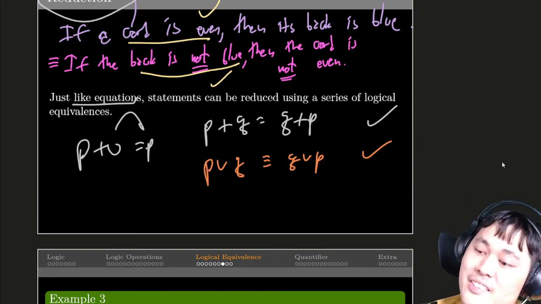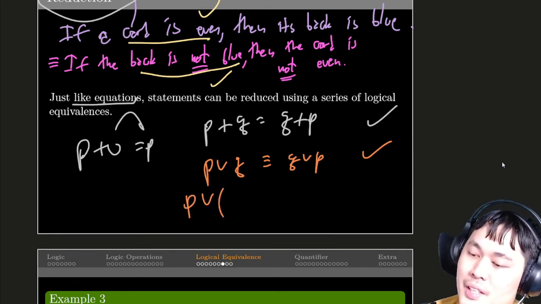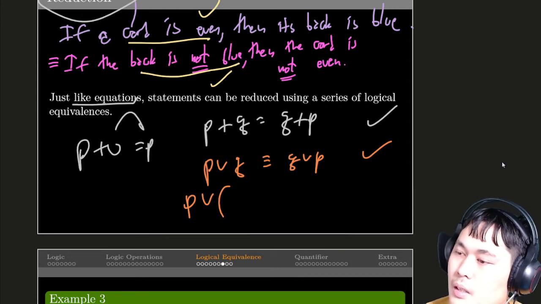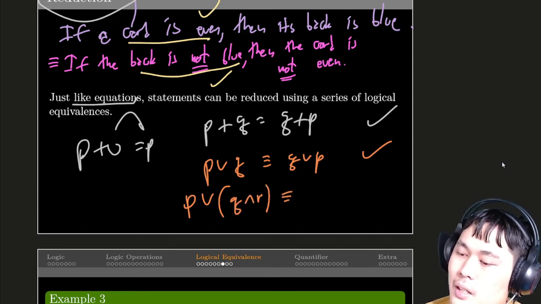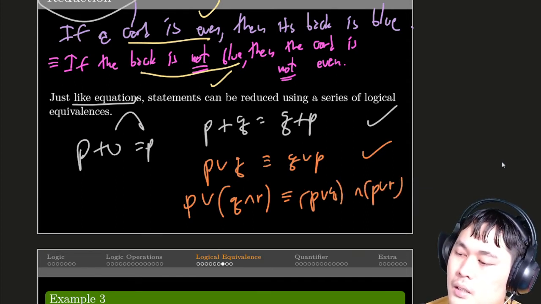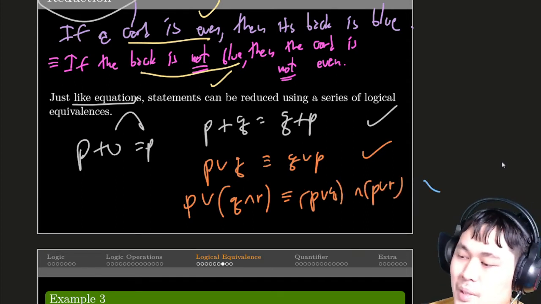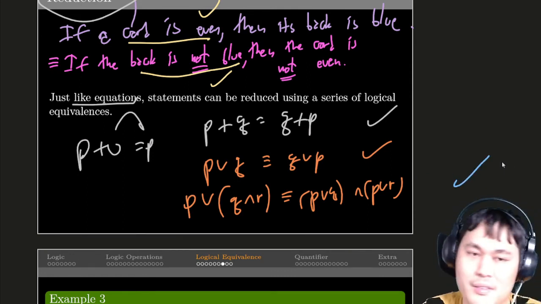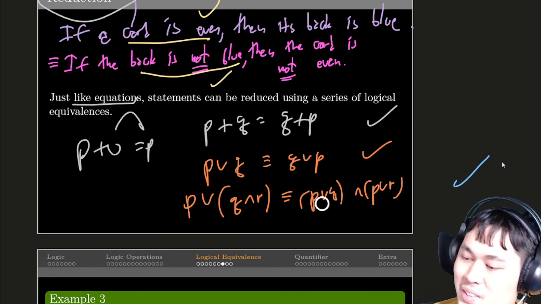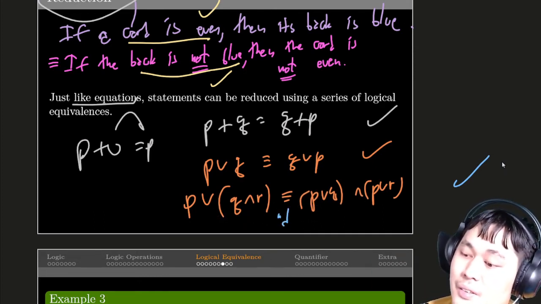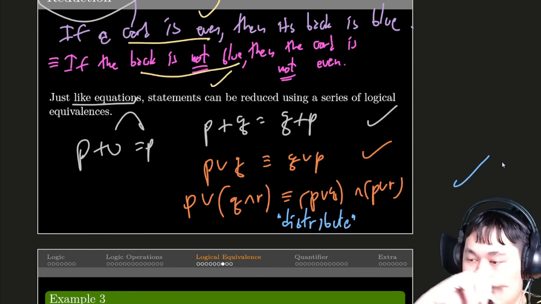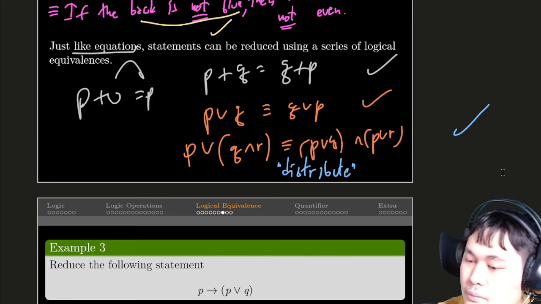Something less obvious: you can have P or (Q and R) is equivalent to (P or Q) and (P or R). I'm not going to go over this. I mean, this is true, but if I go over it, it's too long. But just to show you that sometimes you can distribute logical statements. That's how you distribute numbers, if you know how to do that.